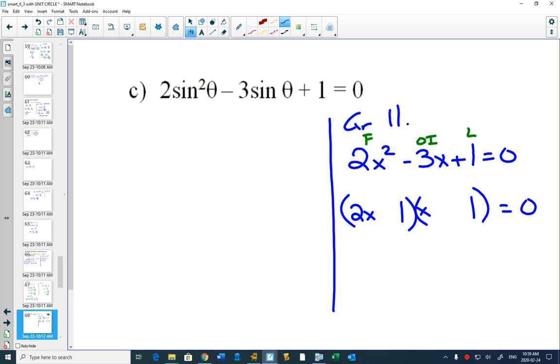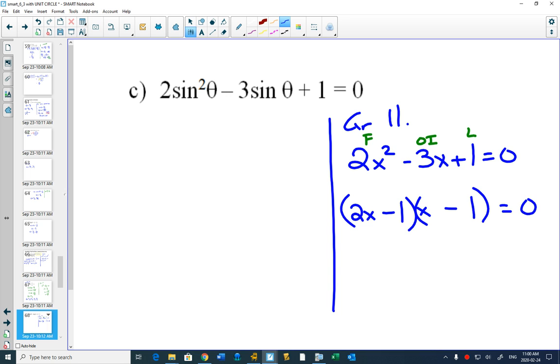The last thing you're going to look at is what are the signs going to be in the middle. Okay? I need to get a positive 1, so it's either both plus signs or both minus signs. Does that make sense? The only way I can get a plus 1 is if they're both positive or both negative. Now I need my outside, which is 2x, and my inside, which is 1x, to give me minus 3x. In order for the outside and the inside to make minus 3x, can you see that they would both need to be negative? So there's a little review of factoring.